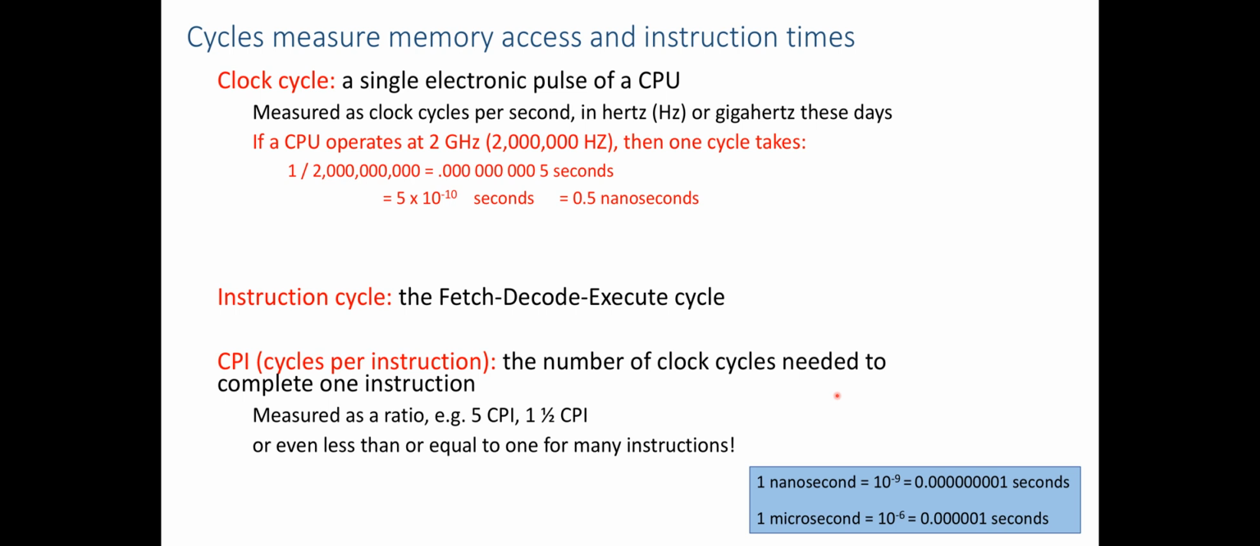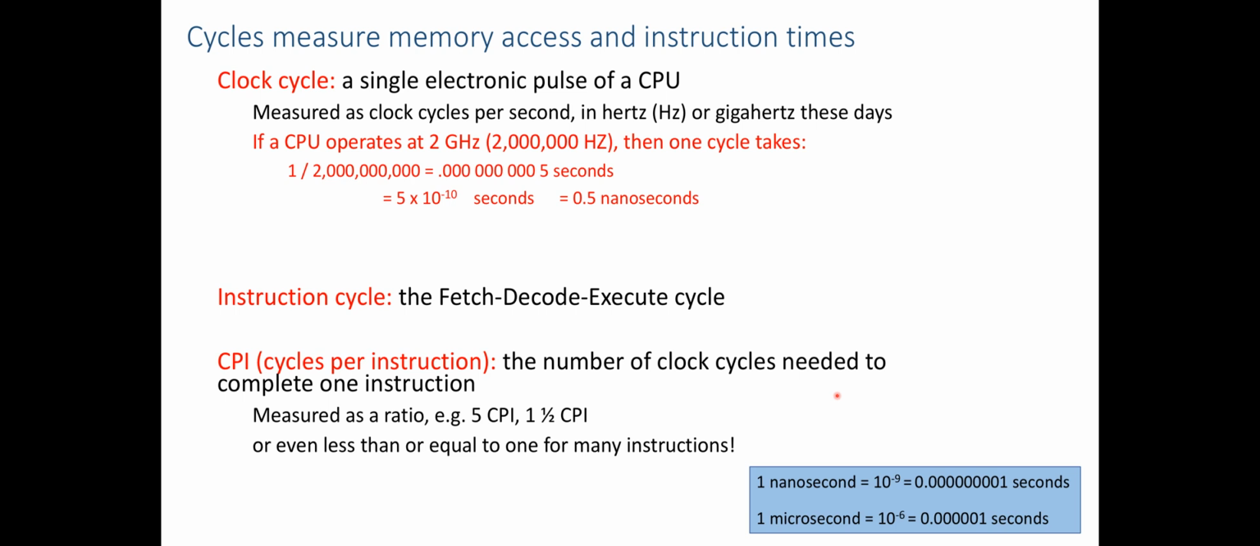So the number of clock cycles needed to complete a particular instruction, that's measured as this ratio. So it might take 5 clock cycles for a very complicated instruction, might take 1.5. But then some instructions are even less than or equal to 1 clock cycle per instruction. So it does vary by instruction.